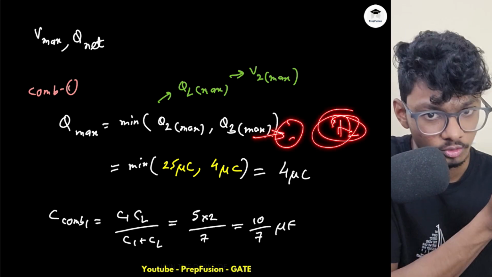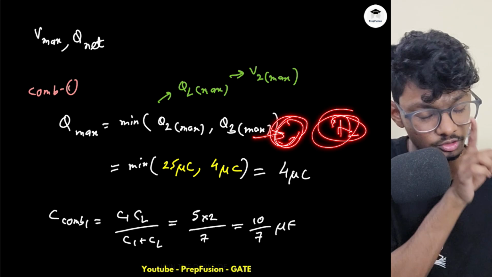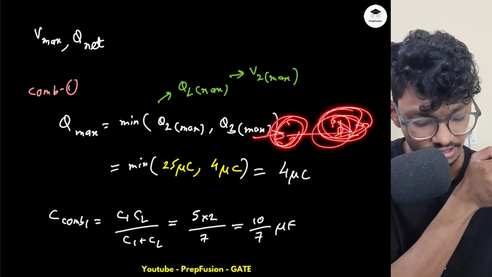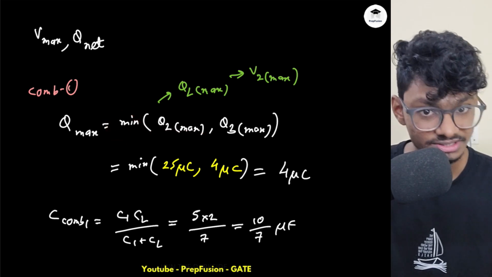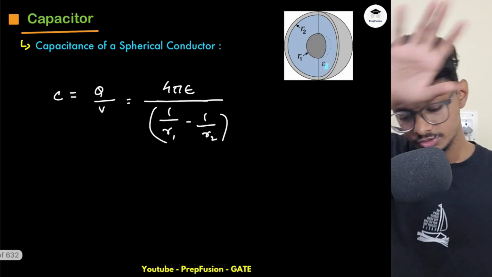So obviously you will pick 1 microcoulomb, so that 1 microcoulomb charge will not damage this 2 microcoulomb capacitor as well, and obviously it will not damage because it is the maximum rated capacity that this capacitor is flowing. Okay, so I hope you get the point. That's why I choose minimum of charges when series, and when parallel I will choose minimum of voltages. So that was the thing.